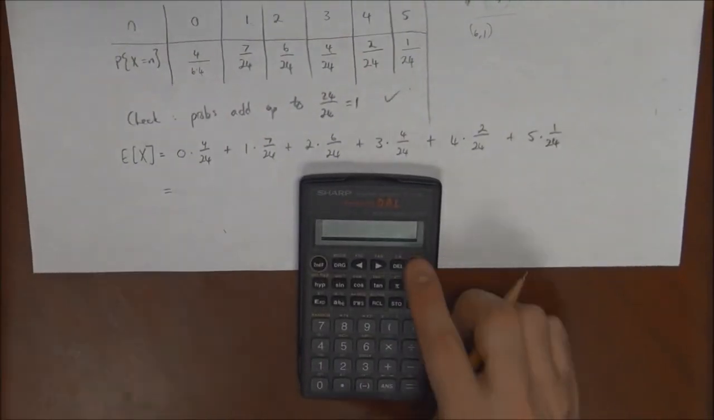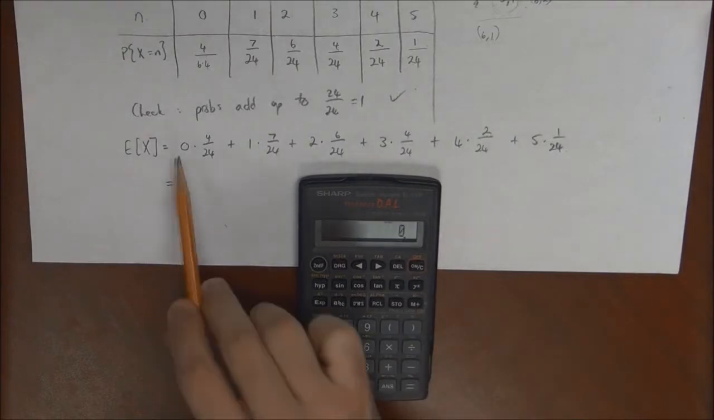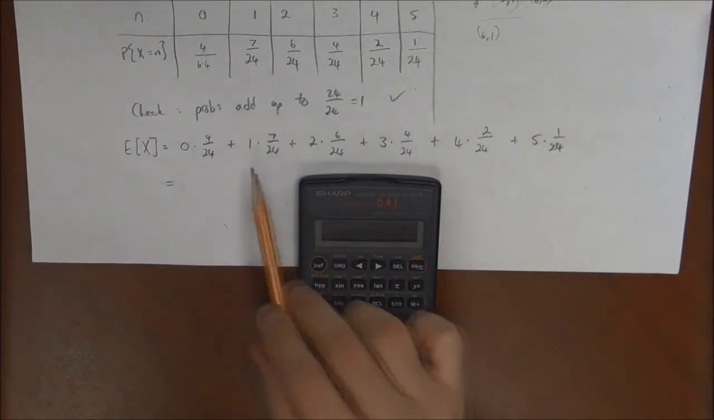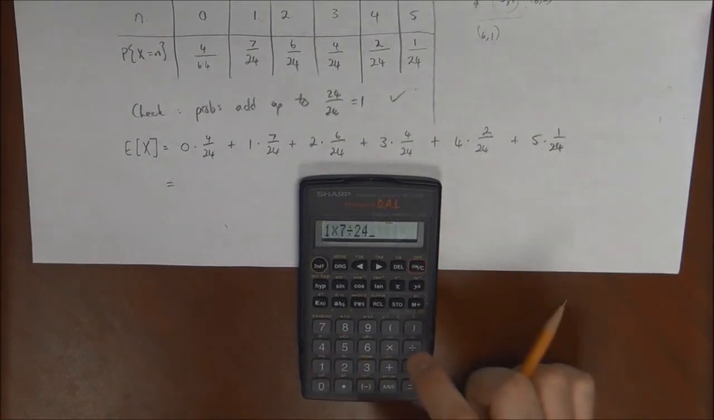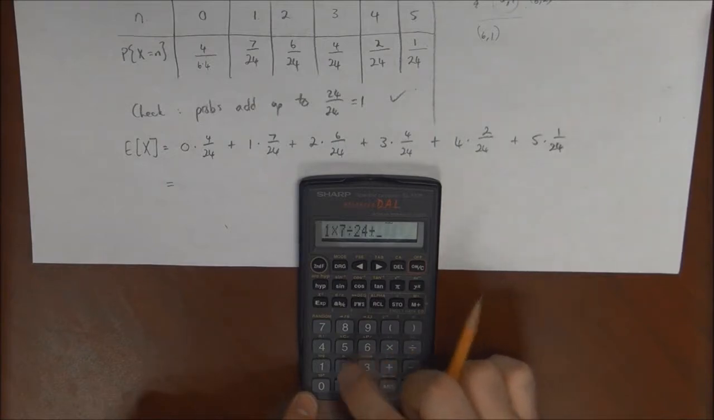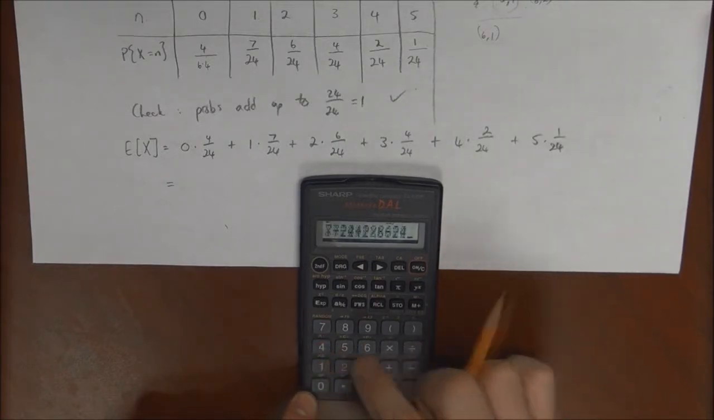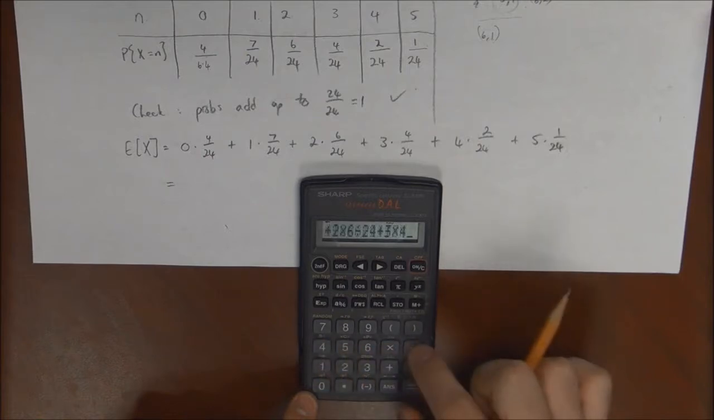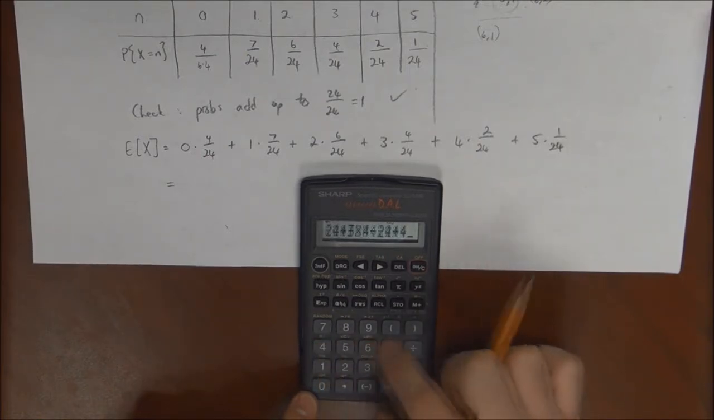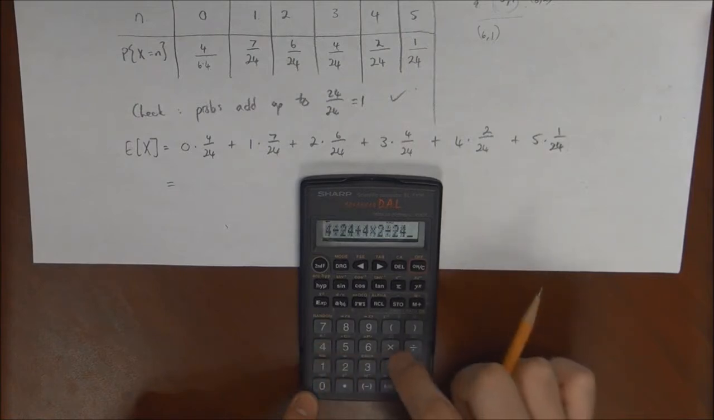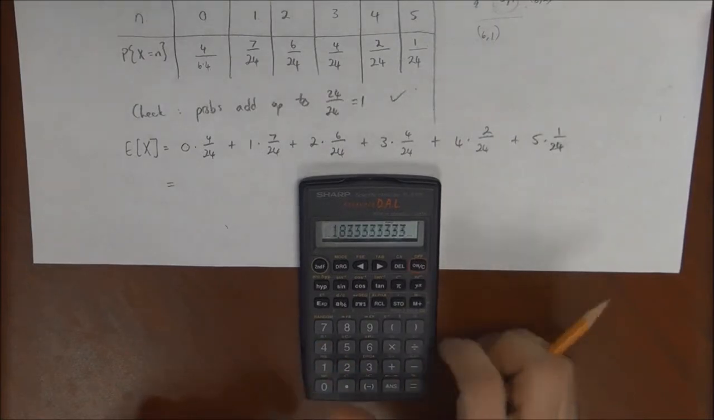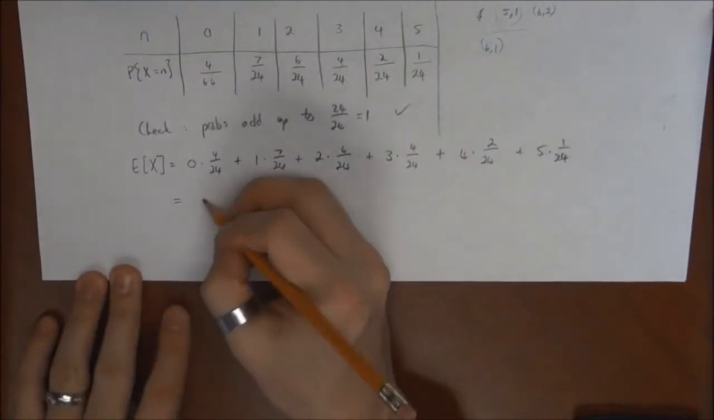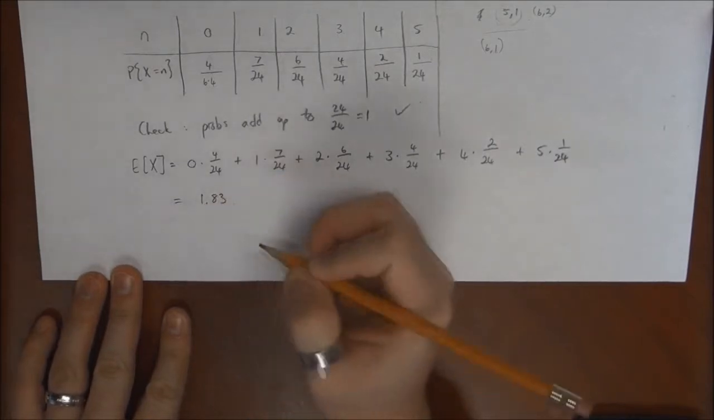Let's do it like this. Now I know 0 times anything is going to be 0, so I don't need to really put this one in. I have to start at 1. 1 times 7 over 24 plus 2 times 6 over 24 plus 3 times 4 over 24 plus 4 times 2 over 24 plus 5 times 1 over 24. And I get 1.8333 repeating. So it's fine to say 1.83.